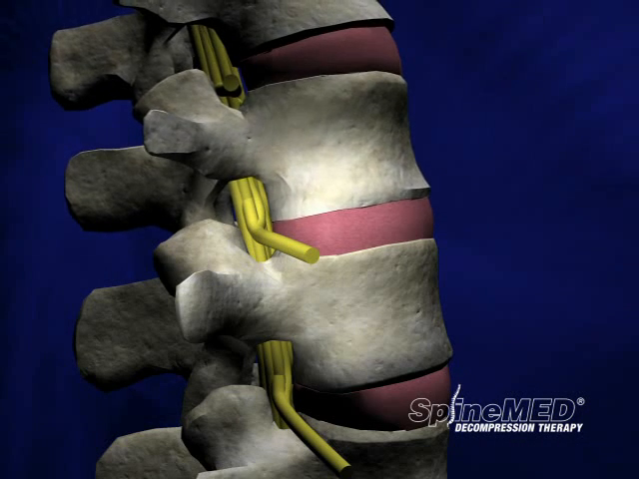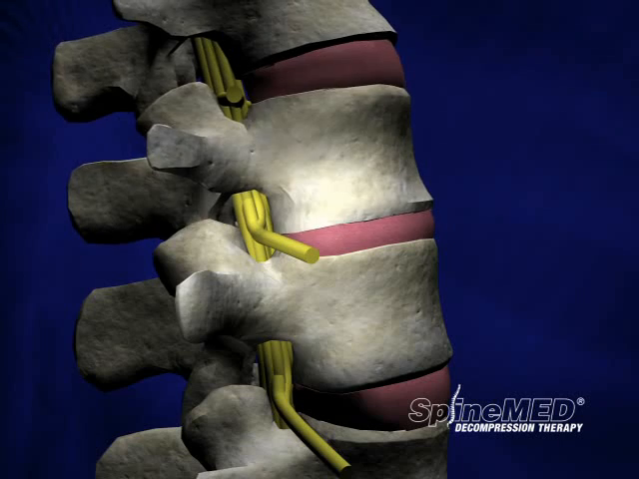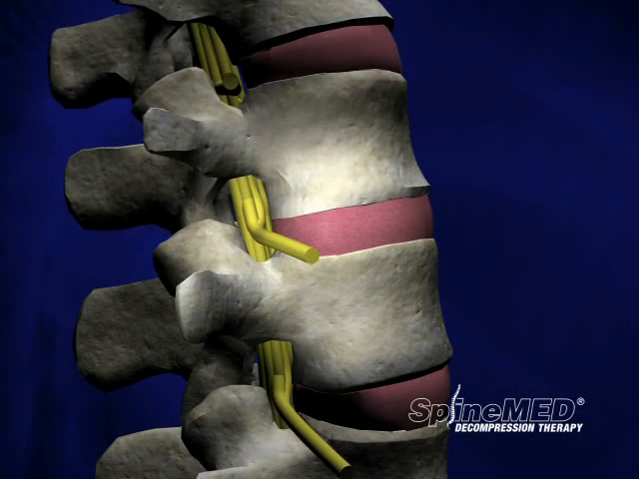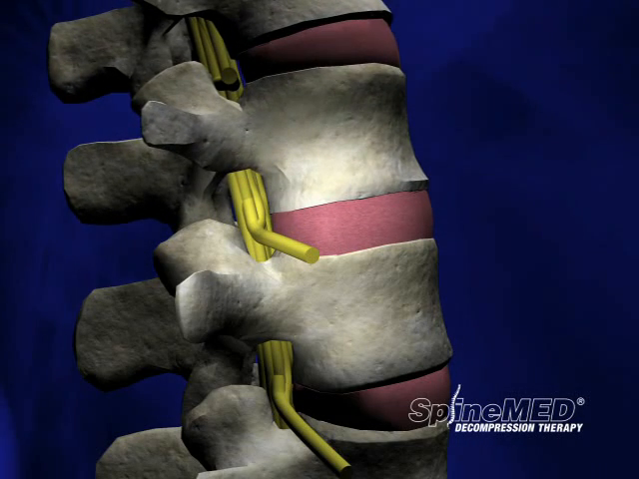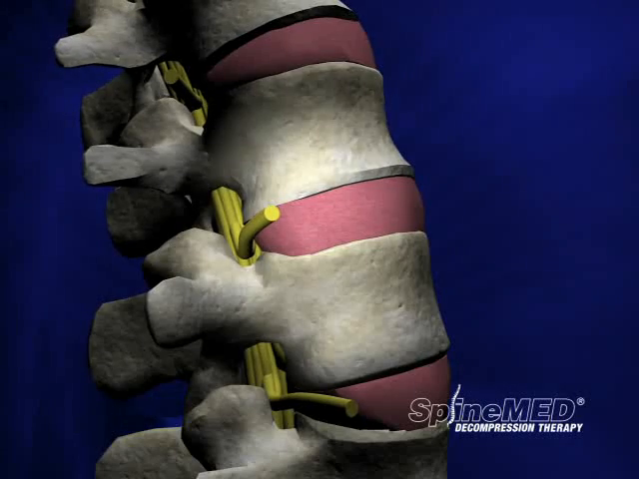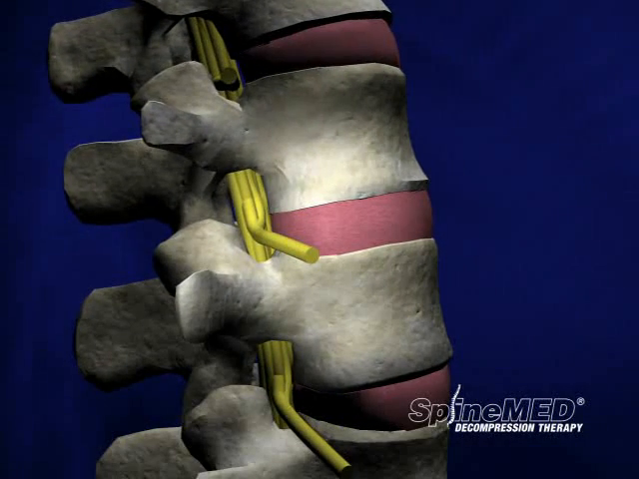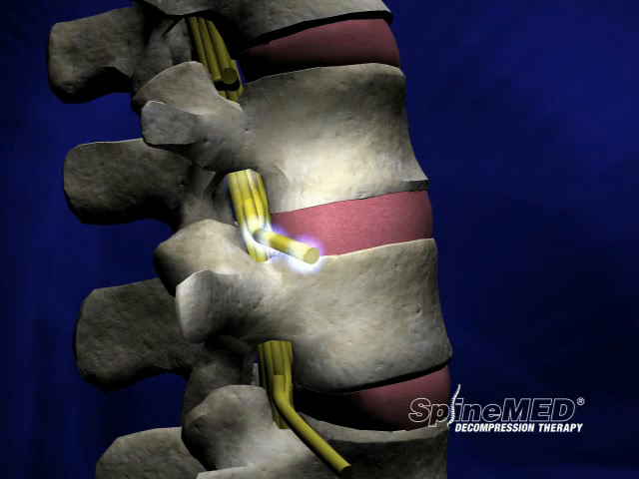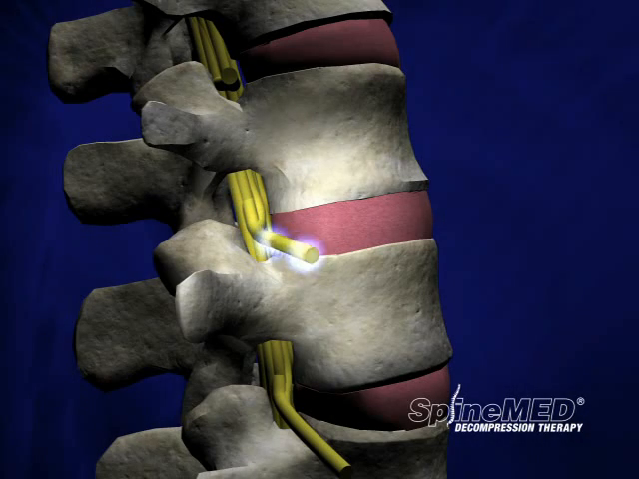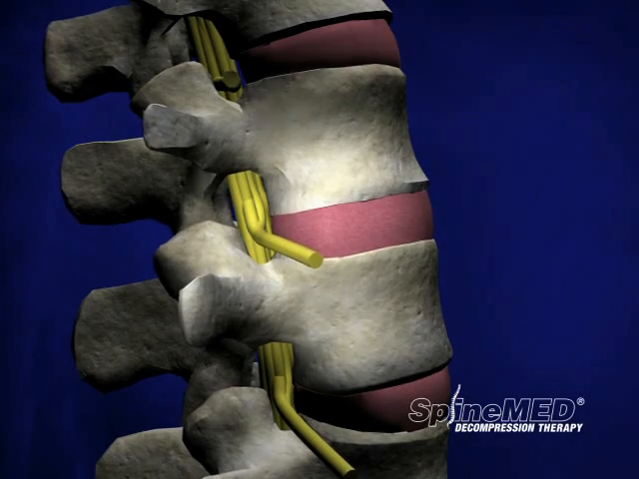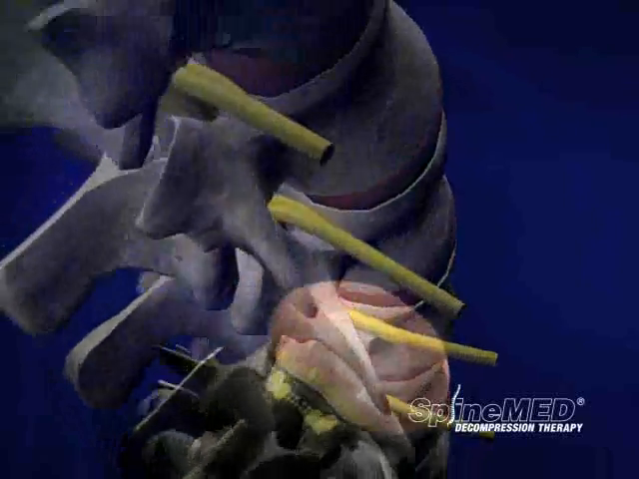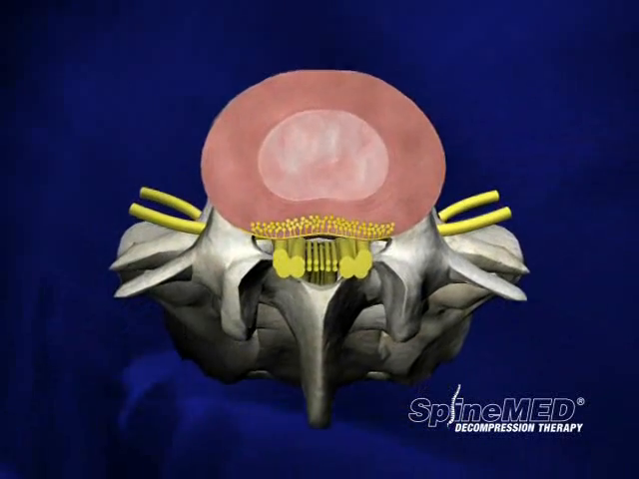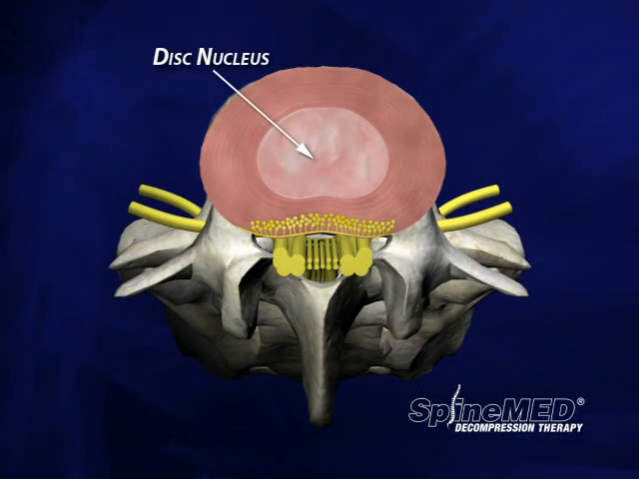The discs serve three primary functions. They act as shock absorbers to prevent compression fractures of the vertebrae. They provide mobility to the spine, allowing it to bend and twist. And they separate the vertebrae, allowing nerve roots to branch off from the spinal cord and travel to the rest of the body. Let's take a closer look at a healthy intervertebral disc, this time looking down on it from above. The pink portion represents the nucleus.